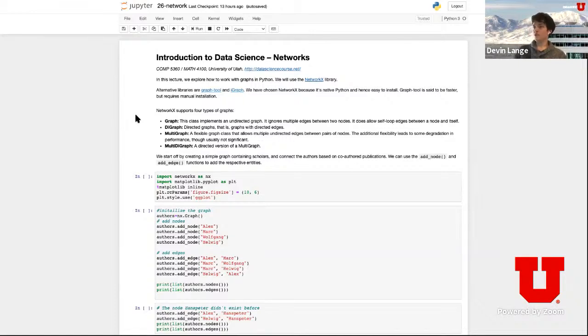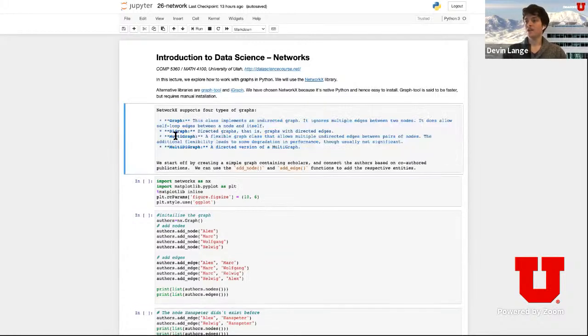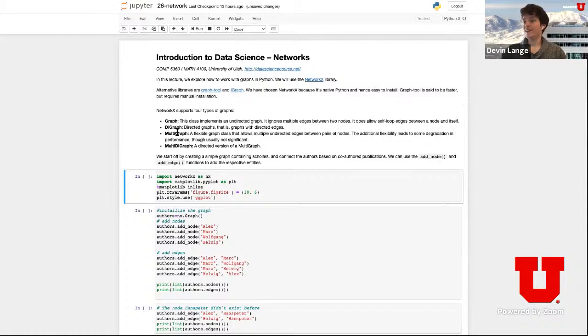All right, so for most of this notebook, we are going to be using a library called NetworkX. And in the same way, there are different types of graph data structures. NetworkX has different implementations for these data structures. So there's your regular graph, which is undirected. You have a directed graph, which, as the name implies.